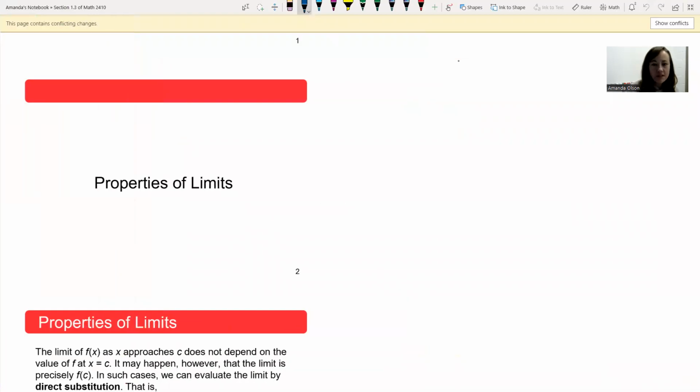Okay, hello. So in this section, we're going to look at evaluating limits algebraically. And we'll start by looking at some basic properties of limits and using those to evaluate limits algebraically.